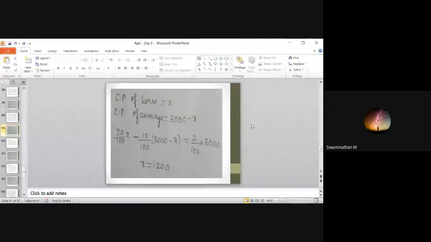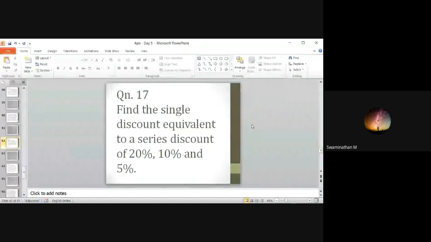We will proceed. Find the single discount equivalent to a series discount of 20%, 10%, and 5%. Initially x is the marked price. Assume the first discount is given and you will get a value. From that value, a 10% discount is given, and again a 5% discount. So these are the discount values.